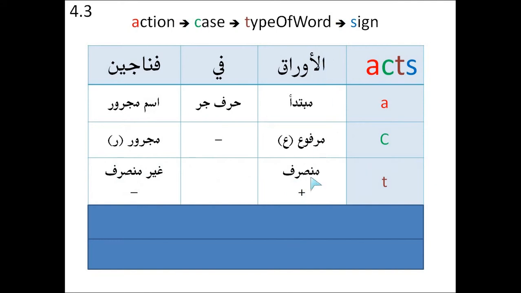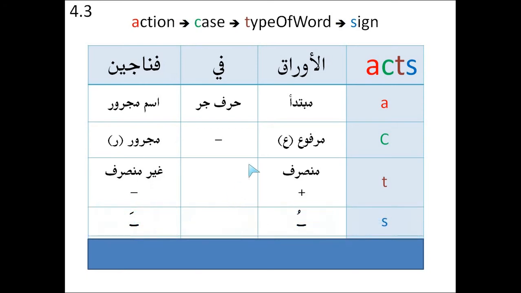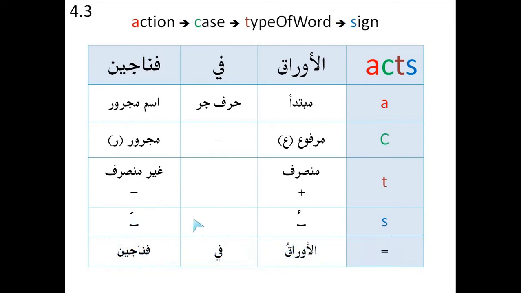Because of the alif lam. Whereas the word fanajin is غير munsarif, not munsarif, and it is nakira. There is no alif lam. So a mubtada which is munsarif takes a dhamma, whereas a majroor word normally, if it was munsarif, would take a kasra, but in غير munsarif words it takes a fatha. So that's the sign on the last letter, hence we write al-awraqu fi fanajin.